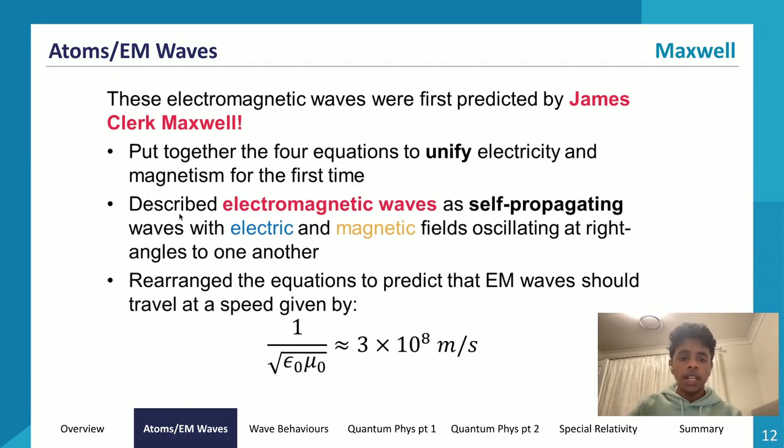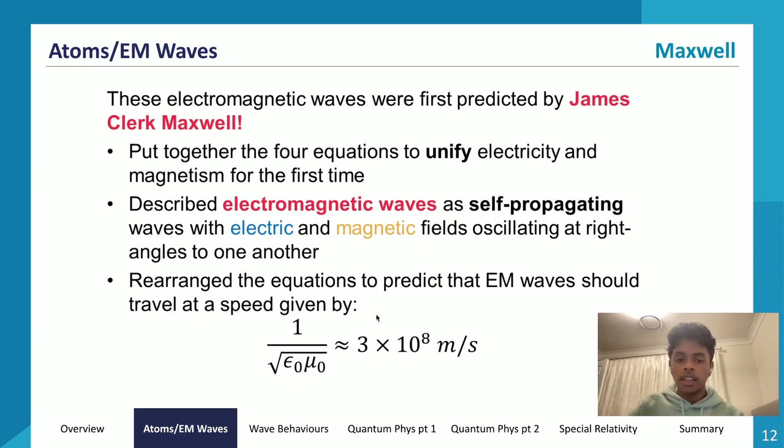What else did he do? Well, he described these electromagnetic waves as self-propagating waves with electric and magnetic fields oscillating at right angles to one another. So our definition for electromagnetic waves comes from his description of it. And he also rearranged the equations to predict that electromagnetic waves should travel at a speed given by 1 over the square root of epsilon naught times mu naught, which is approximately equal to 3 times 10 to the power of 8 meters per second. This is always a constant, because epsilon naught and mu naught are both constants.